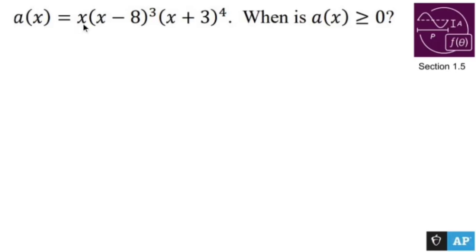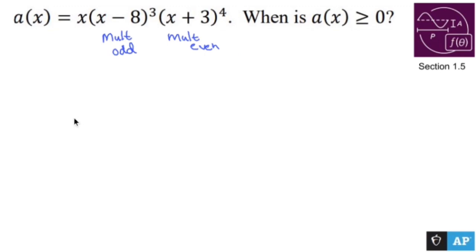A of x is x times (x minus 8) cubed, and (x plus 3) to the fourth. We have multiplicity going on here. My multiplicity here is 1, no big deal. My multiplicity here is 3, but most importantly, odd. I'll explain what that means in a second. My multiplicity here is 4, but most importantly, my multiplicity is even. I'll explain that in a second.